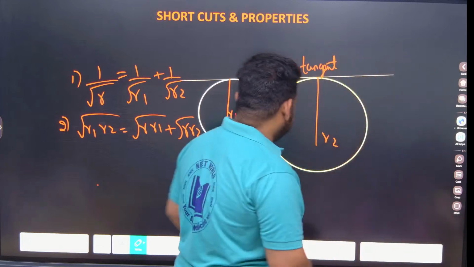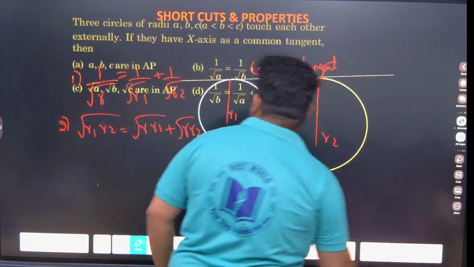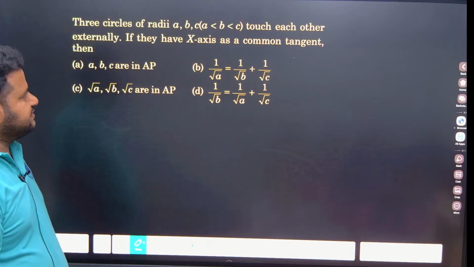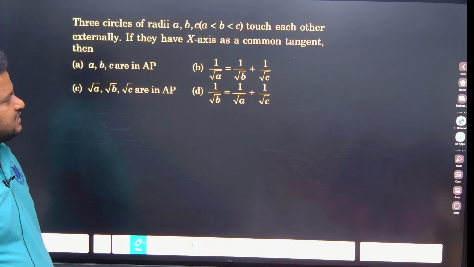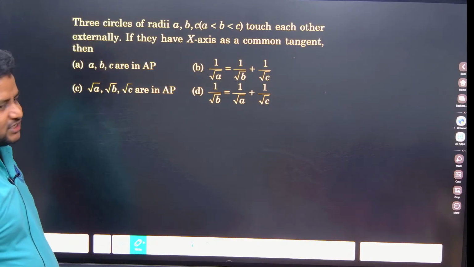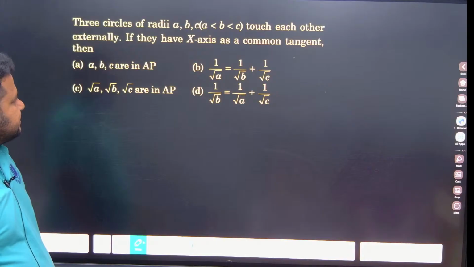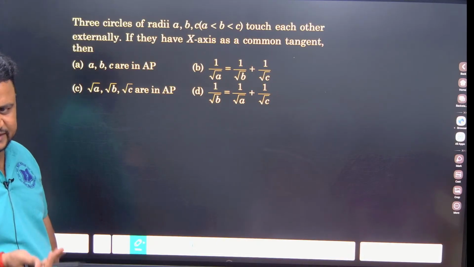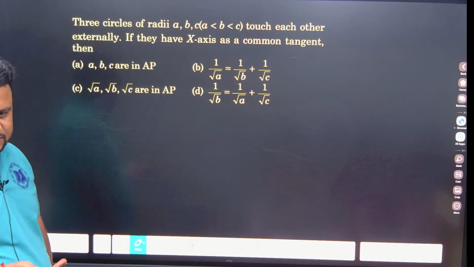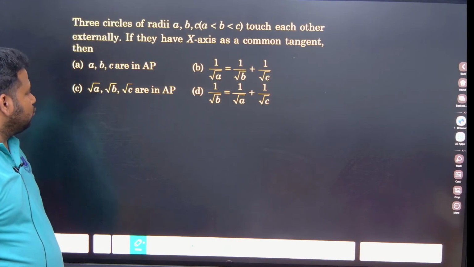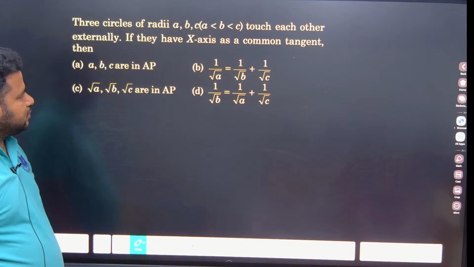Okay, done. Next thing is, based on this itself they have given a question. 3 circles of radii A, B, C such that A is less than B, B is less than C, touch each other externally. If they have the x-axis as a common tangent, doesn't matter x-axis or whatever axis, if they give y-axis also, it is the same. Then root A, root B, root C are in AP, and 1 by root A is equal to 1 by root B plus 1 by root C.